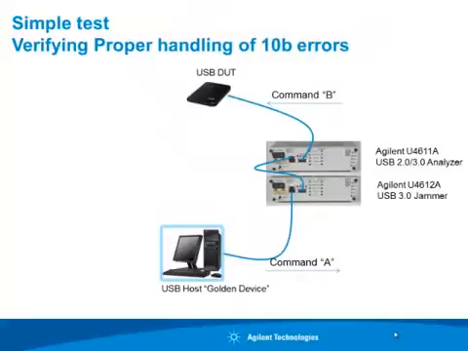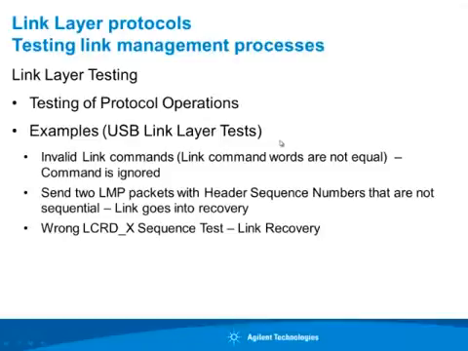In our first test, we verified the operation of 10-bit errors. Now we will look at the error conditions that occur with the link management. Testing protocol operations. What if link commands are not equal? Being able to insert things in there, or changing the link management packets, the header sequence numbers. If they are not in order, the link must go into recovery. Or if the link credit commands, if the sequence is not right, the link must go into recovery again.